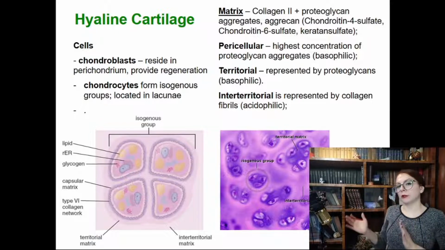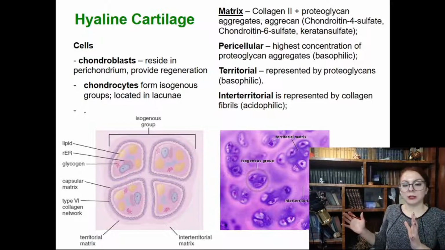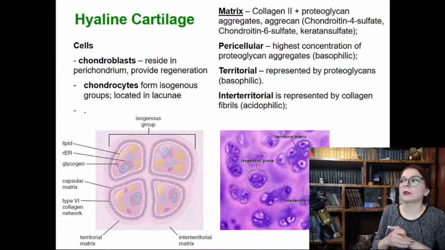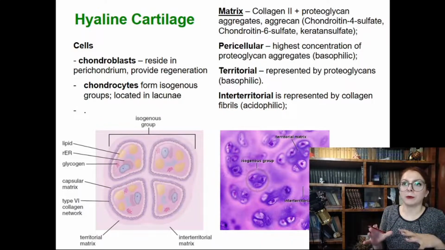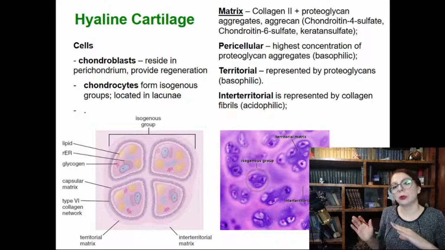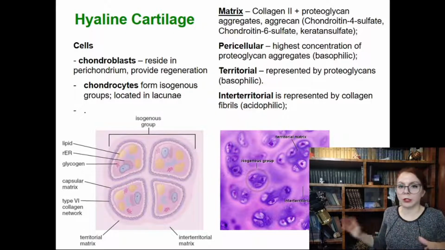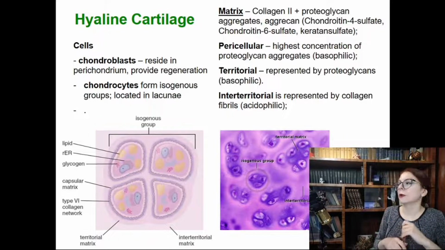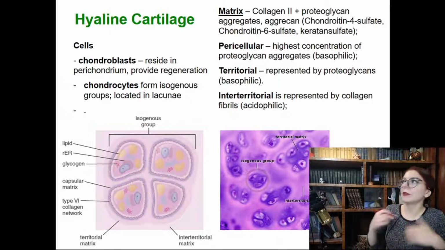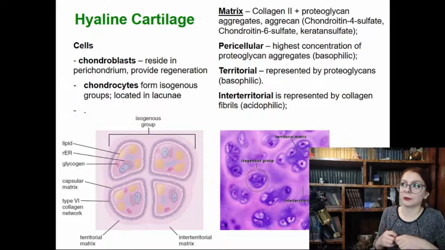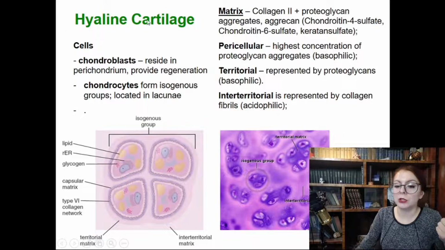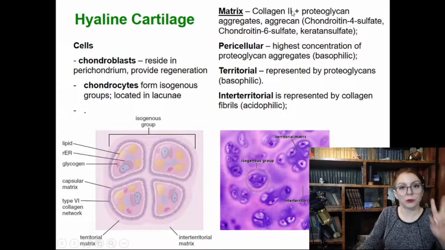Okay, as for the matrix, around the cells, in all 3 types of cartilages, there are fibers and ground substance components. As for the fibers, please remember that type 2 collagen is characteristic for all 3 types of cartilages. So type 2 collagen is called characteristic for cartilages, because it is found almost only in the cartilage tissue. So do not forget that it is of the 2nd type.